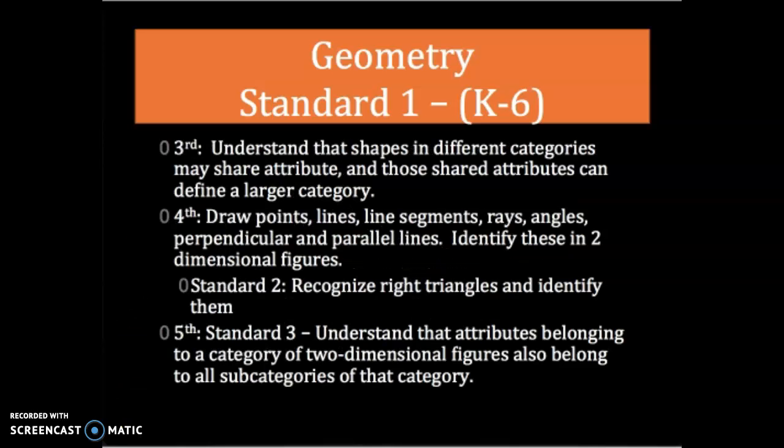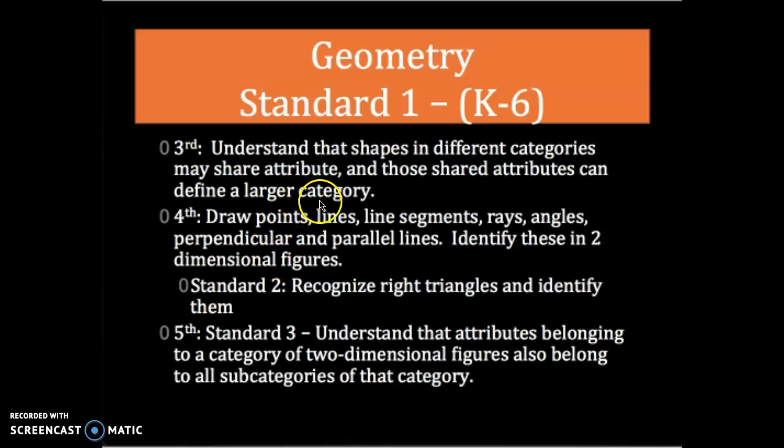Moving on to 3rd grade, we see standard 1 as the students needing to understand that shapes in different categories may share attributes, and those shared attributes can define a larger category. So they need to be able to recognize that rhombuses and rectangles may share a commonality, which is having 4 sides, but they also share a larger category, in that they fall under quadrilaterals.